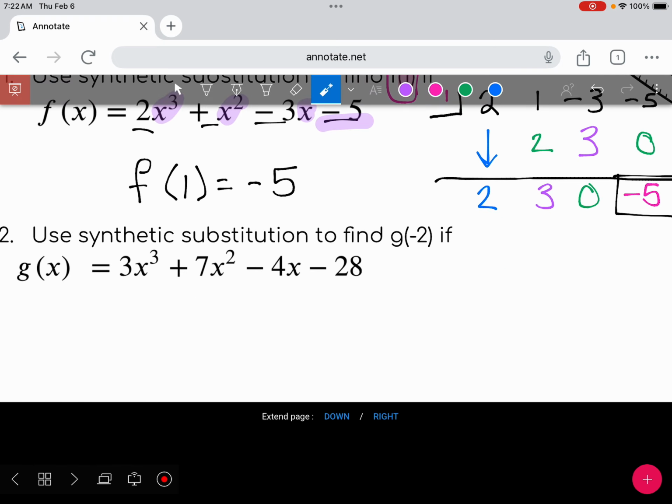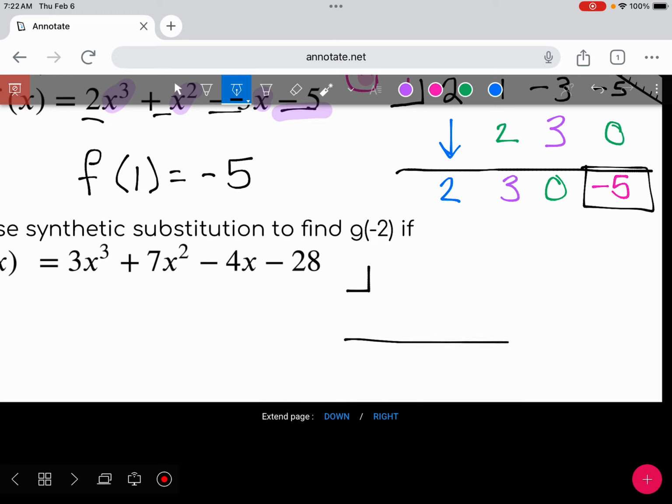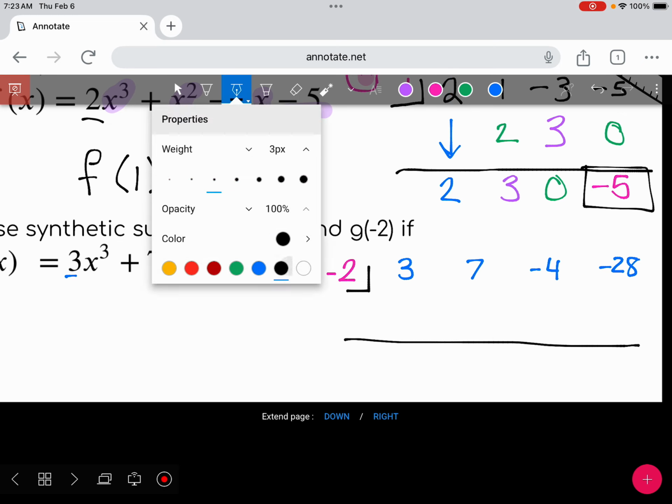Same vibe on the bottom one. Very same vibe. We're going to have our little box. We're going to draw the line across. And we need to take our coefficients in here, making sure we don't skip any. So I have my 3x cubed, my 7x squared, minus 4x, minus 28. If we have a term that's missing, that's when we put in a 0. We don't have any pieces that are missing here, so we don't have to worry about it, but I just like to remind us.